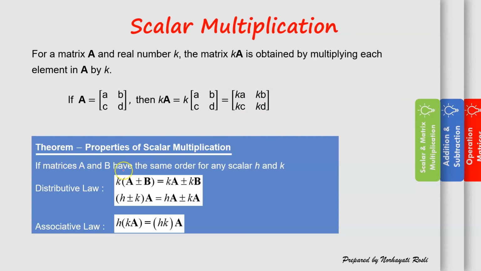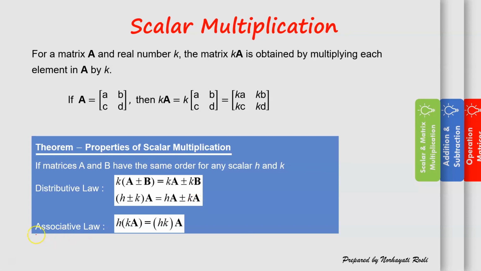In this case, we have the properties of scalar multiplication theorem, that is the distributive law and also the associative law. For the distributive law, if K is multiplied with A plus or minus B, it means that you need to multiply K with each matrix. We'll get here KA plus or minus KB. And if we have another scalar H plus or minus K, which is multiplied with a matrix A, we'll get here H, which is a scalar times matrix A, plus or minus scalar K times matrix A.